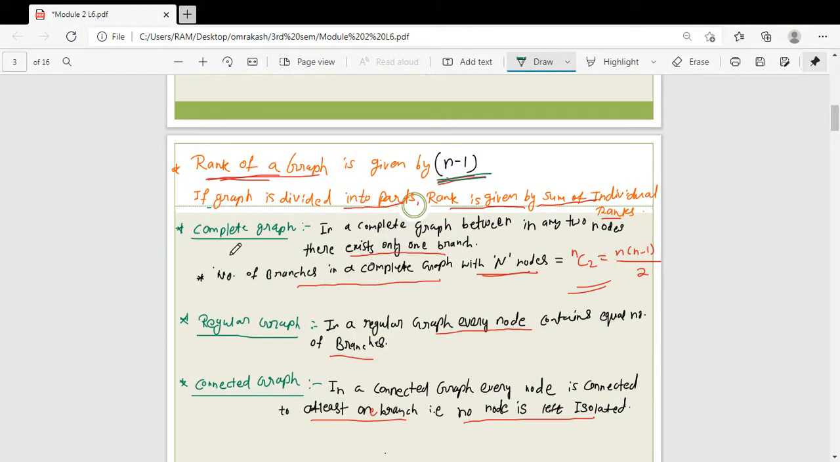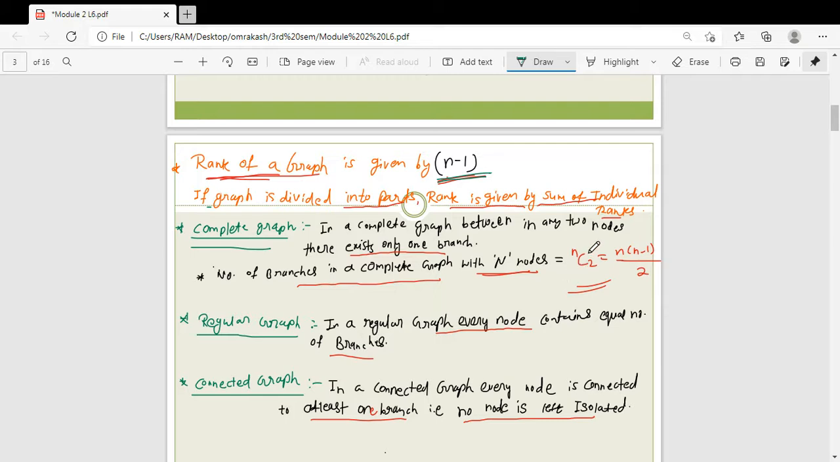Now this is a complete graph. In a complete graph, between any two nodes there exists only one branch. So what is a complete graph? Between two nodes there exists only one branch. The number of branches in a complete graph with n nodes is nothing but nC2. So here we have to take the combination.